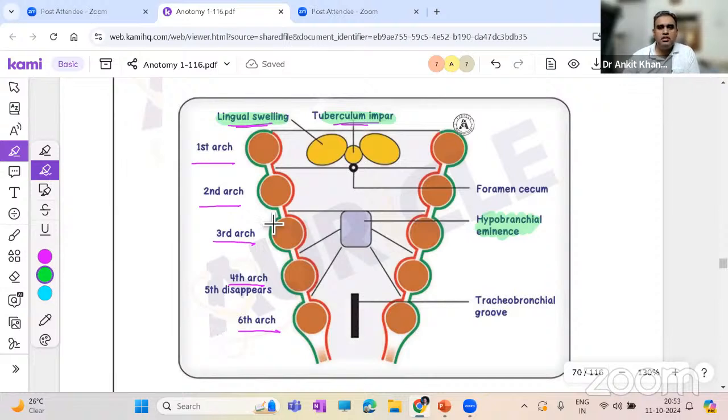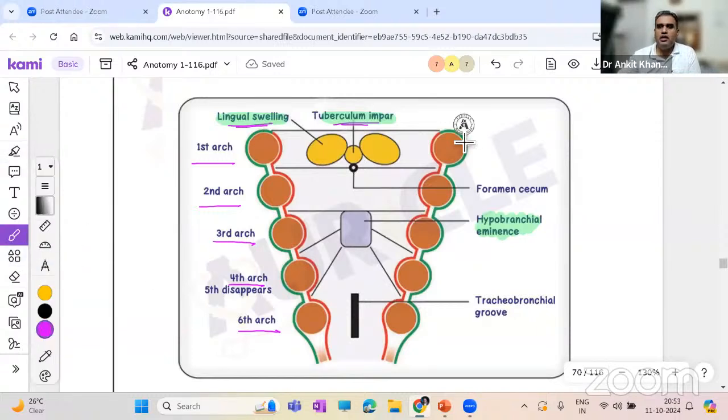So these are all the arches, and this is why, if you look at the nerve supply of the tongue, it is supplied by the fifth nerve, the mandibular part of the trigeminal nerve, which gives off the lingual nerve. Then the second arch gives a branch of the facial nerve, that is the chorda tympani nerve. Then the third arch, what was the nerve of the third arch? Ninth nerve. And behind here, the tenth nerve.